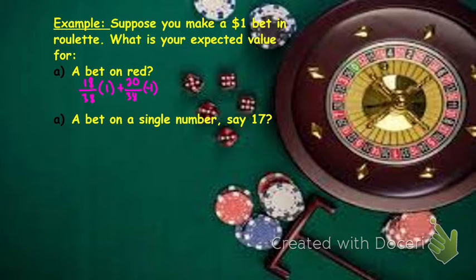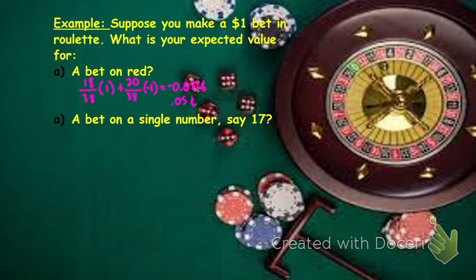So if I bet on red, this is how I would set that up: our probability of this event times the outcome. And then this would simplify to negative 0.0526, which is about a nickel. So this basically means that on average, over time, you would lose a nickel every time you spun the wheel and bet on one of those colors.